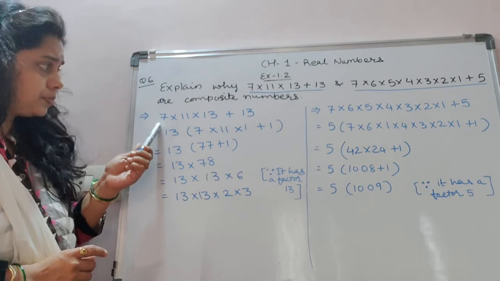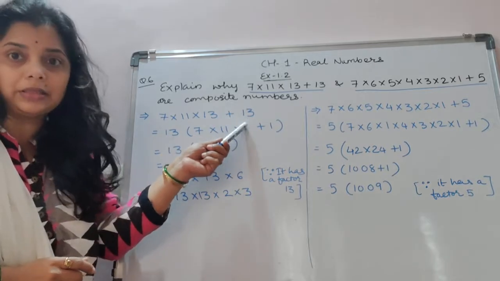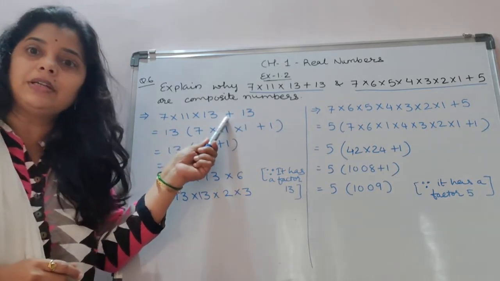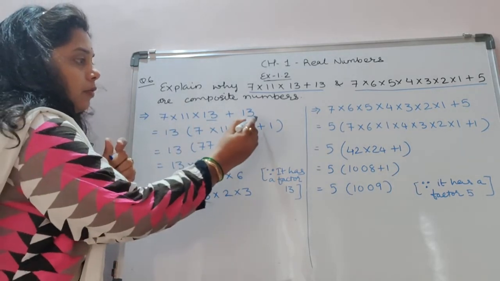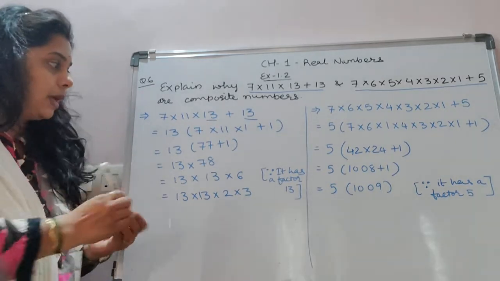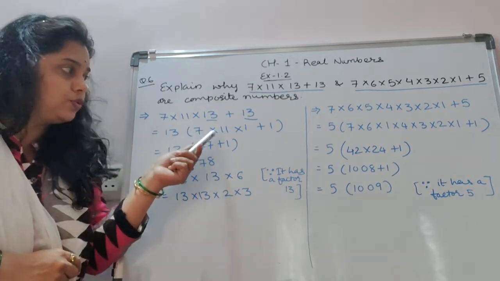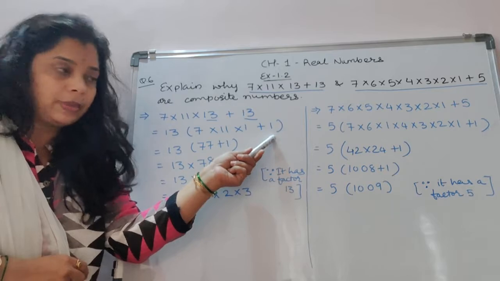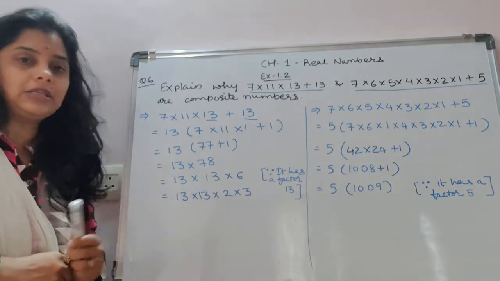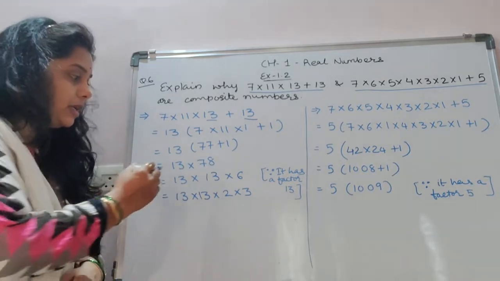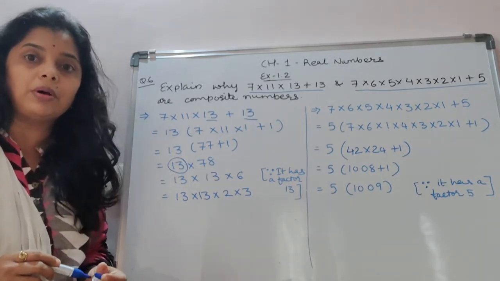So let's see here: 7 multiplied by 11 multiplied by 13, plus 13. So here it is a plus. Whenever it is plus or minus, you can take out a common number. So we can take 13 from both sides as a common number. After taking 13 as common, the remaining is 7 into 11 into 1, plus 1. So 11 into 7 means 77, and plus 1, so it is 13 into 78. In short, we can say that 13 is a common factor.